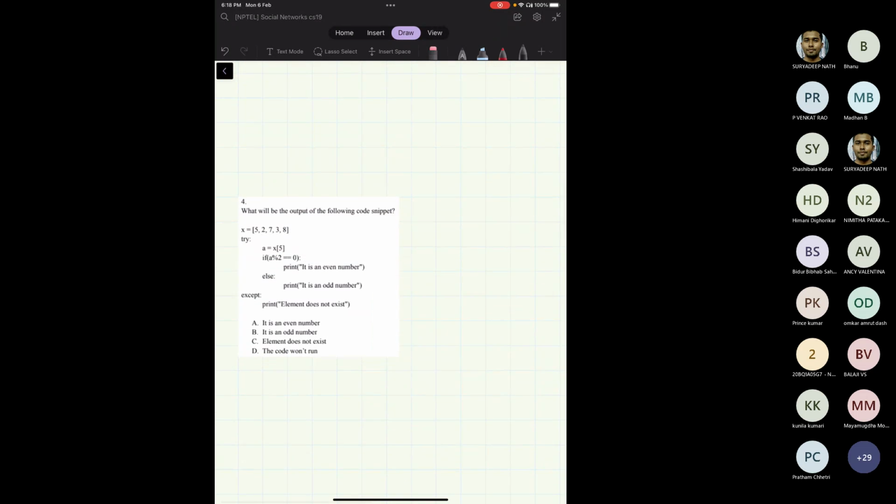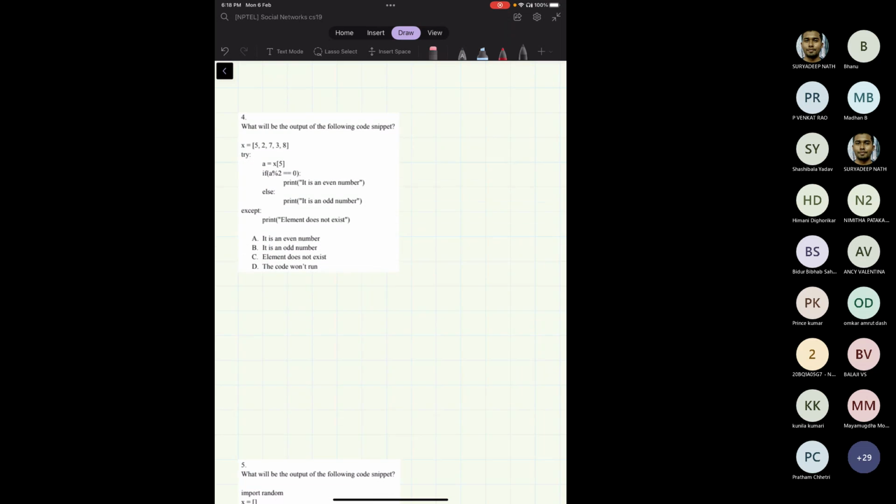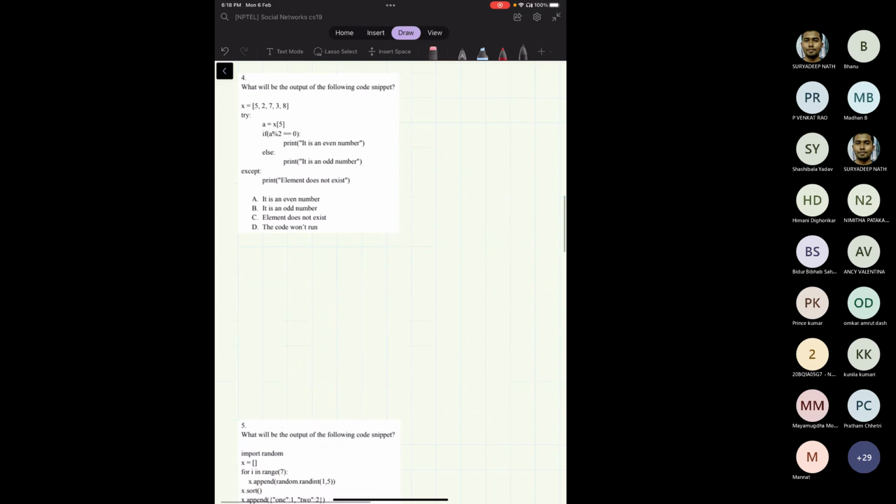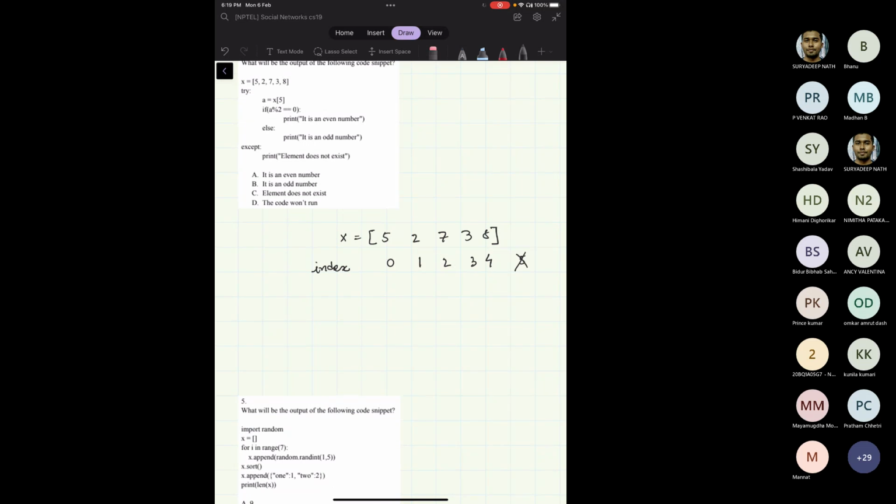Okay, so we'll take up the next question, which is question 4. What will be the output of the following code snippet? You have A as 5, 2, 7, 3, 8. It's a list. First you have a try block and an except block. In the try block, you try to access element 5 of A. But in Python, there are only 5 elements in the list: 5, 2, 7, 3, 8. The indices of these are 0, 1, 2, 3, 4. There is no index 5 in this list of numbers. So it will automatically move on to the except block and print that the element does not exist. So option C is the correct answer.